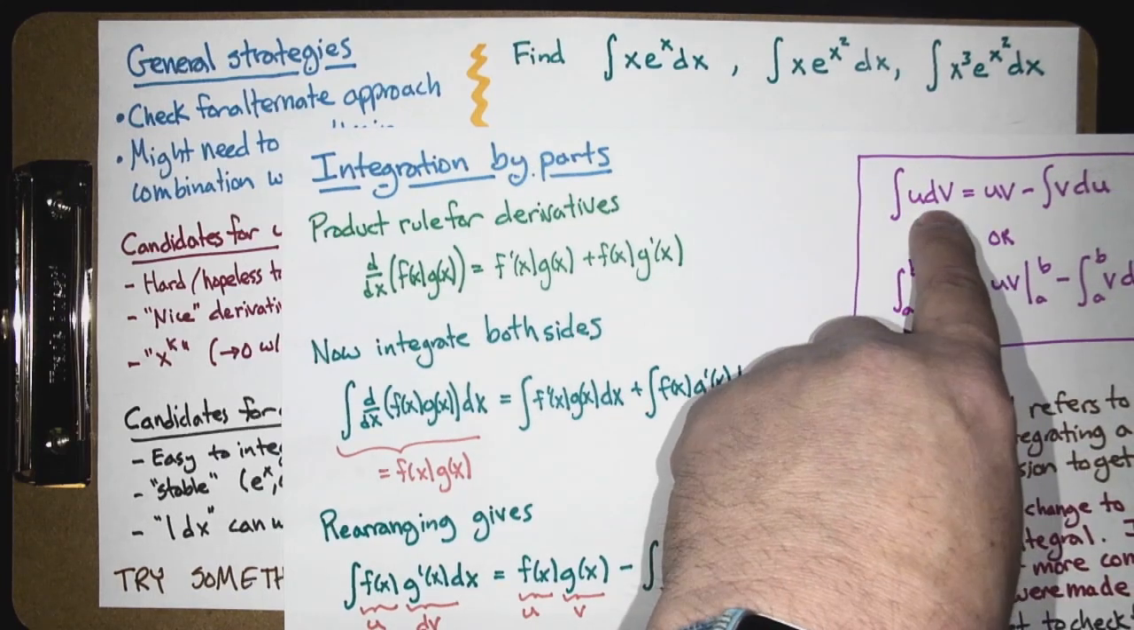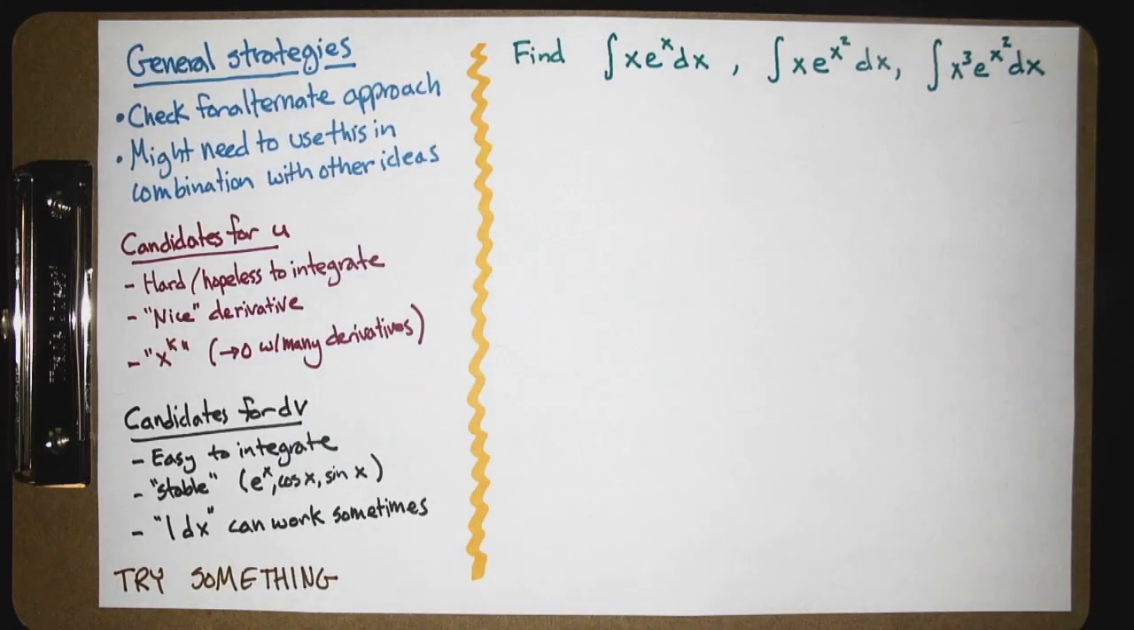How about your dv? What should you be looking for? Well, you need things which are easy to integrate. And so things like e to the x, or sine x, or cosine x, those are fairly stable. And keep in mind, 1 is an option.